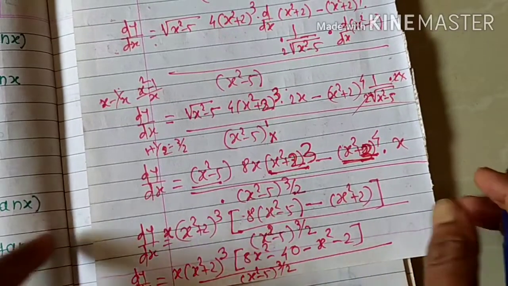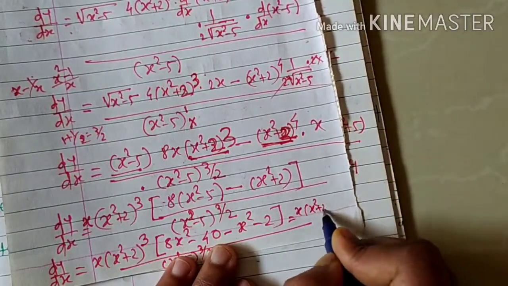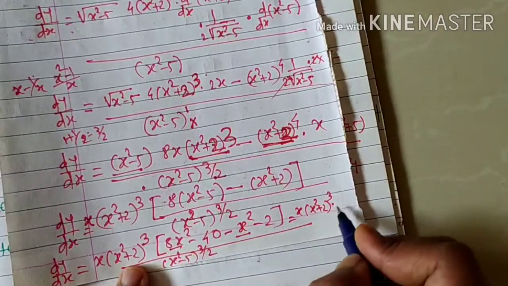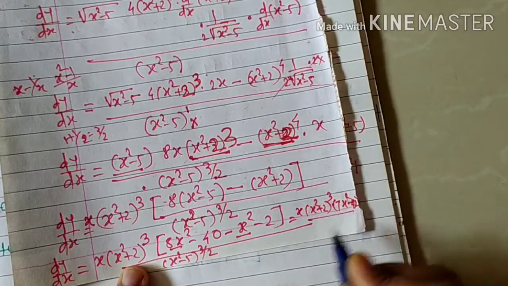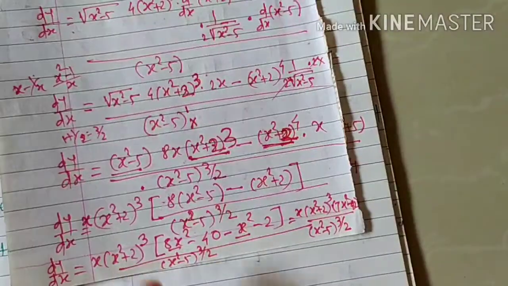Means what we get finally, x into x square plus 2 raised to 3, this has 7x square and minus 42, that is 7x square minus 42, divided by x square minus 5 raised to 3 by 2, which is the value of the derivative.